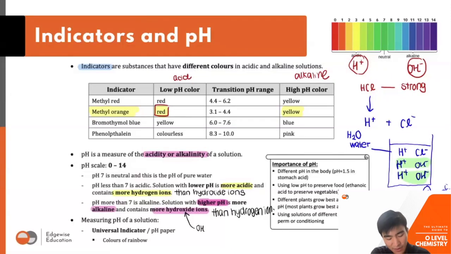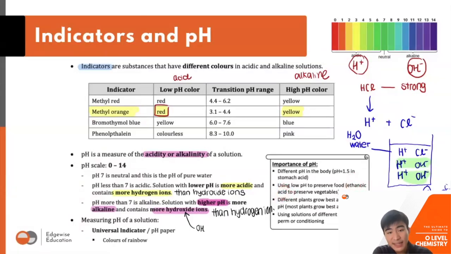Okay. Now, let's learn about the importance of pH. This is something that MOE likes to put in. They'll just ask you, what is the importance of pH? Preserving vegetables, low pH. When we use ethanoic acid to preserve vegetables, for example, all those preserved vegetables that you buy from a supermarket, you always see in the ingredient list that ethanoic acid is involved.